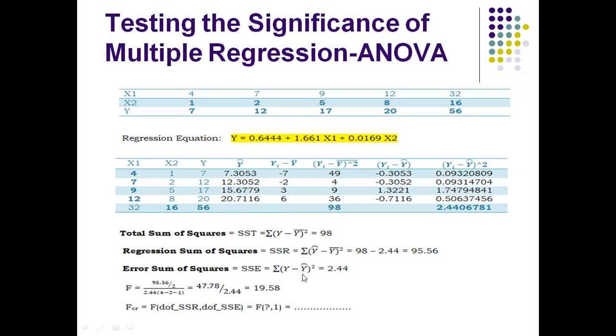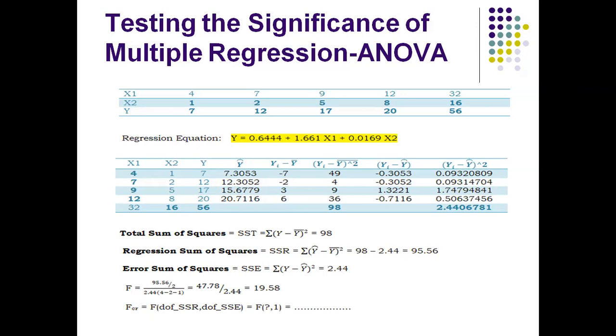And next is SSE, that is 2.44 divided by its degree of freedom. This degree of freedom is 2. So the F value, if you calculate, you will get 19.58. Next, you need to calculate the F critical from the distribution of F, that is from the F table. You need to get this value.